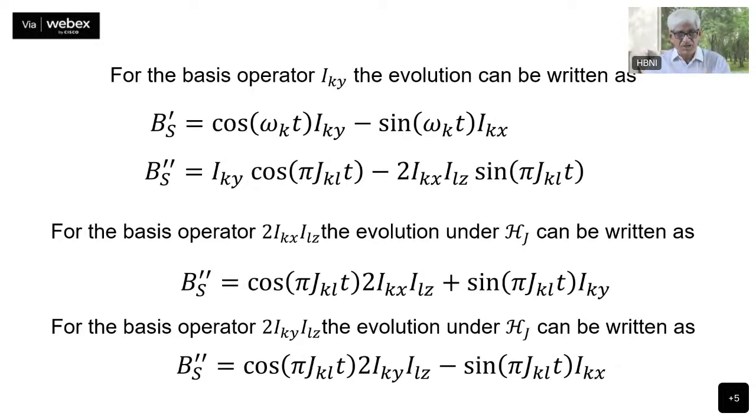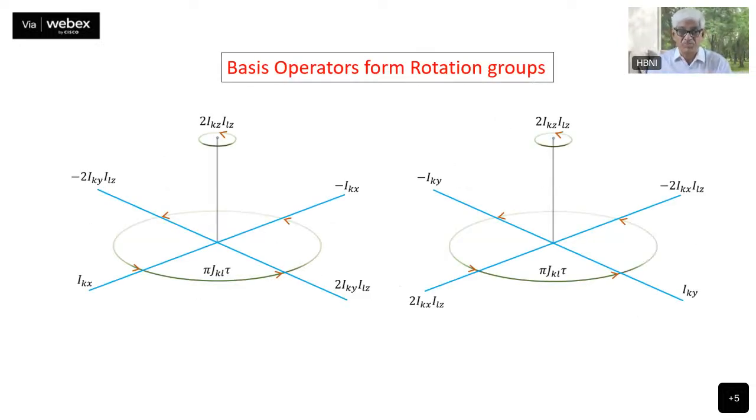This can be easily understood in terms of rotation groups once more. I write here two rotation groups. Now what are the axes of the rotation groups here? I_kz, I_lz, I put along the Z axis, and that is the Hamiltonian. It is basically a rotation around the Z axis, because it is evolving under the influence of the coupling Hamiltonian. That is represented here as 2 I_kz I_lz. Now, what are the other elements there? What are the transformations that are happening?